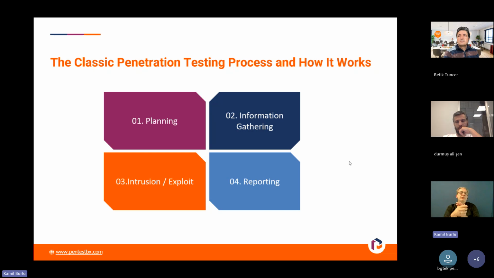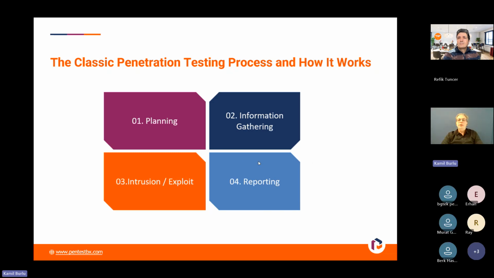How do we start classic penetration testing? We divide it into four phases. One is the planning phase. In the planning phase, the target and scope are determined. Talking with customers, what will the target be? A web application, IP addresses, something else? In the planning phase we sign papers, and after that we go to the second phase.